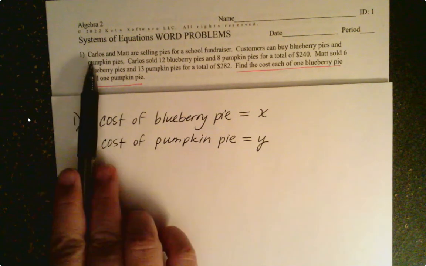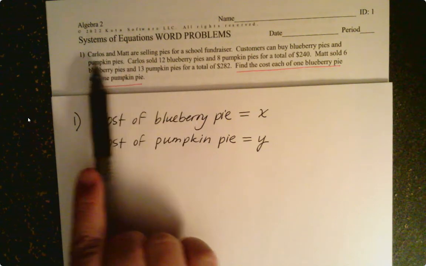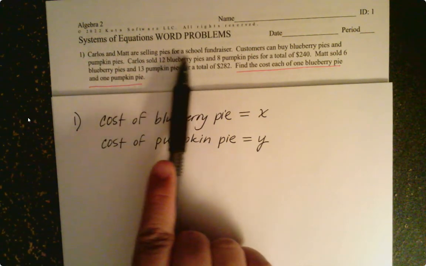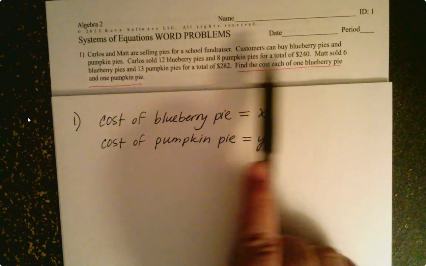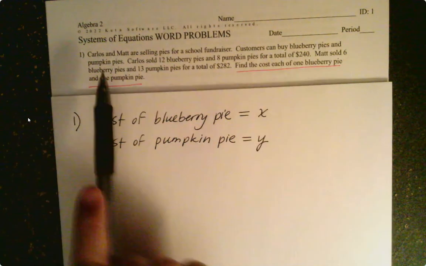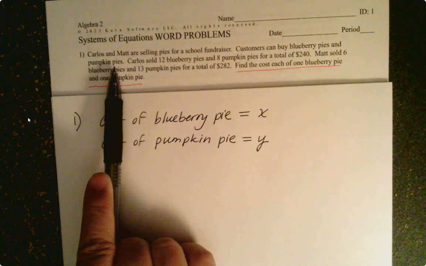Okay, now we're going to go back and analyze what these sentences are telling us. Basically, the first sentence is just setting up the situation. They're selling pies for a fundraiser. Okay, great. The next sentence is as well. It's telling us there are two kinds of pies, blueberry and pumpkin. The next two sentences are our two equations.